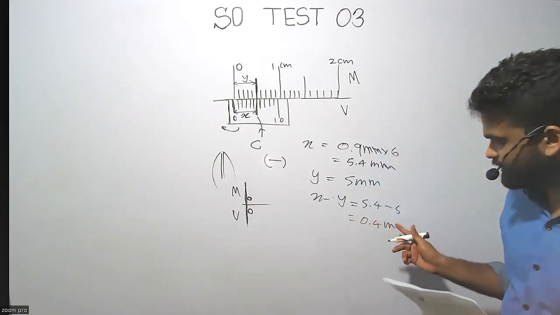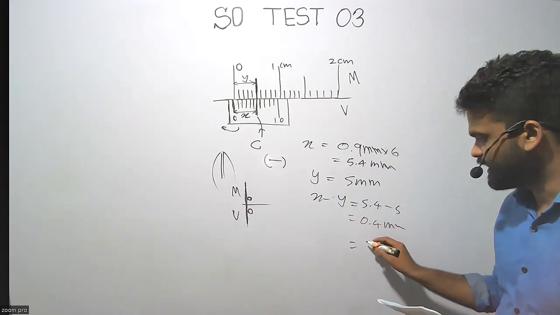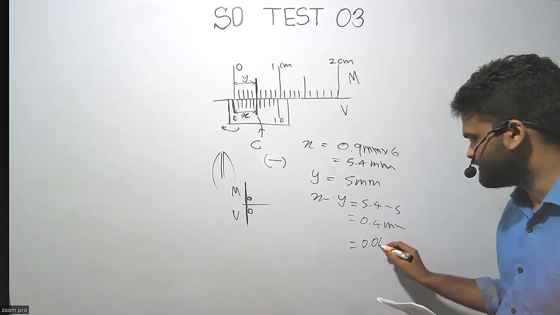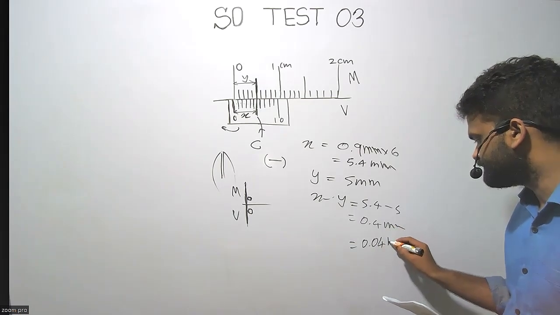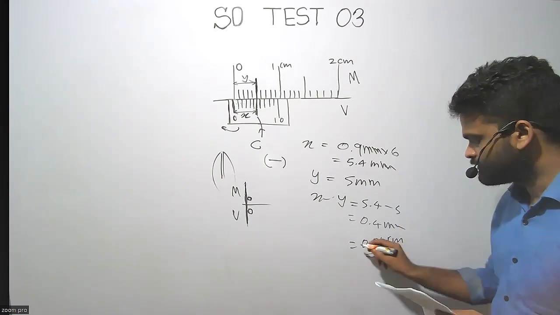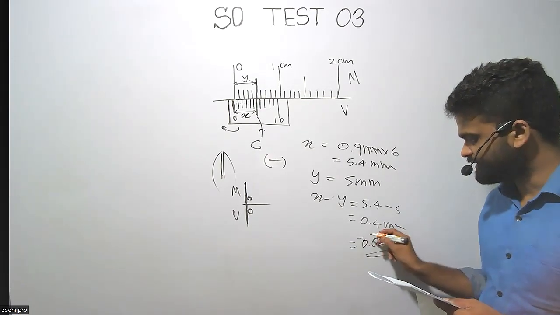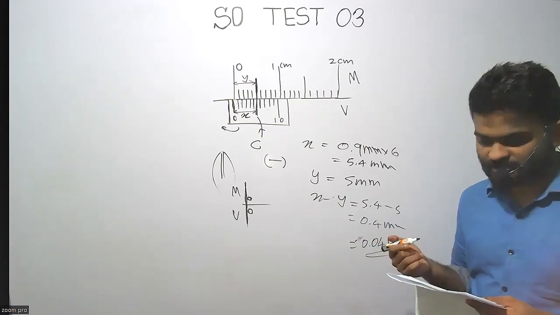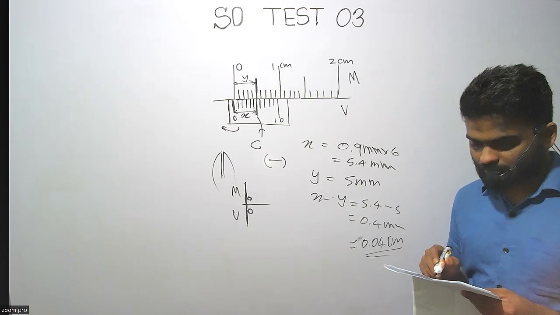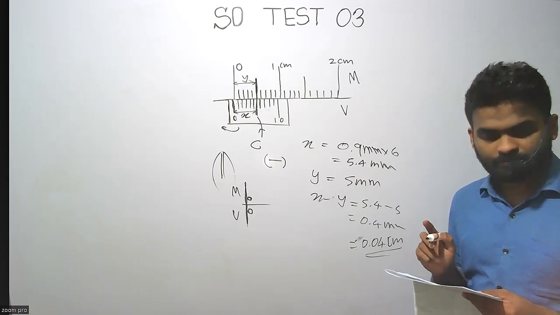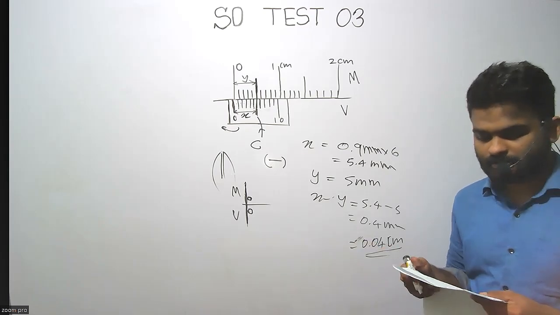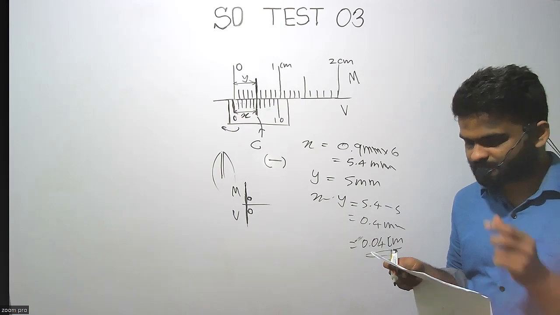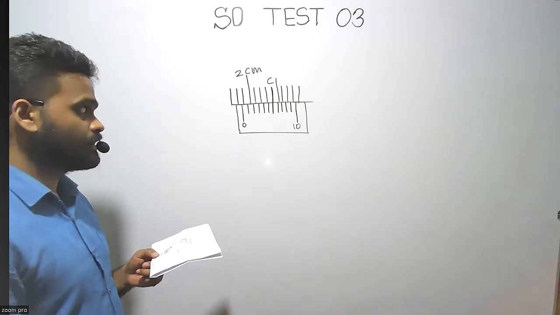So the answer here is in millimeters. They ask for the answer in centimeters, so just divide by 10. And it is a negative value. Later you can figure out whether it is negative or positive. So the fourth one, right? Minus 0.04, it is minus, not plus.